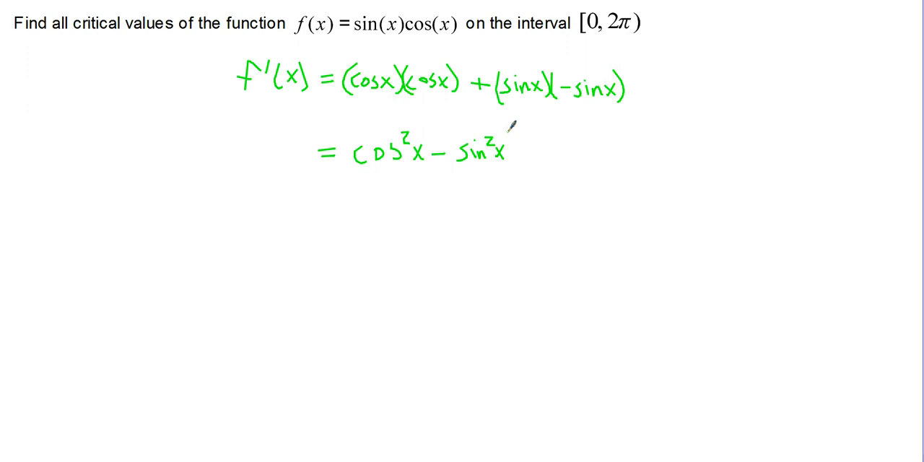Since sine and cosine are both defined for all real numbers, their squares are also defined for all real numbers, and we can subtract one from the other for all real numbers. So our derivative is always defined. We just need to see when it equals 0.